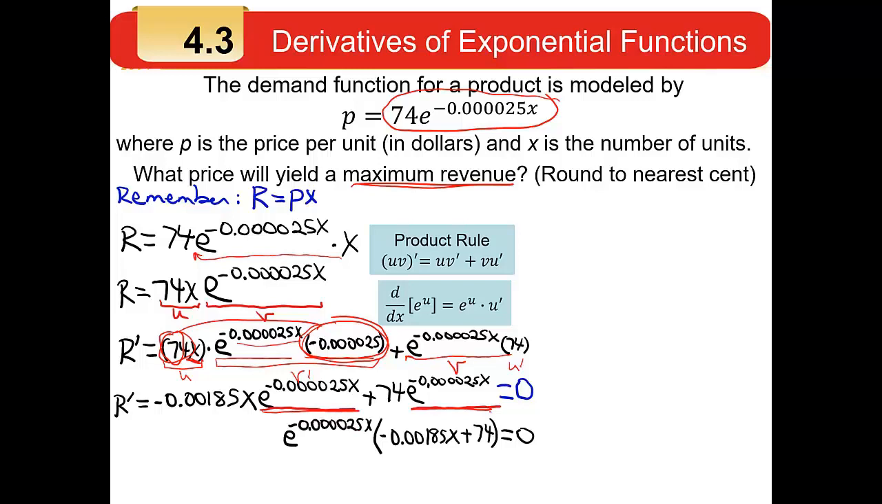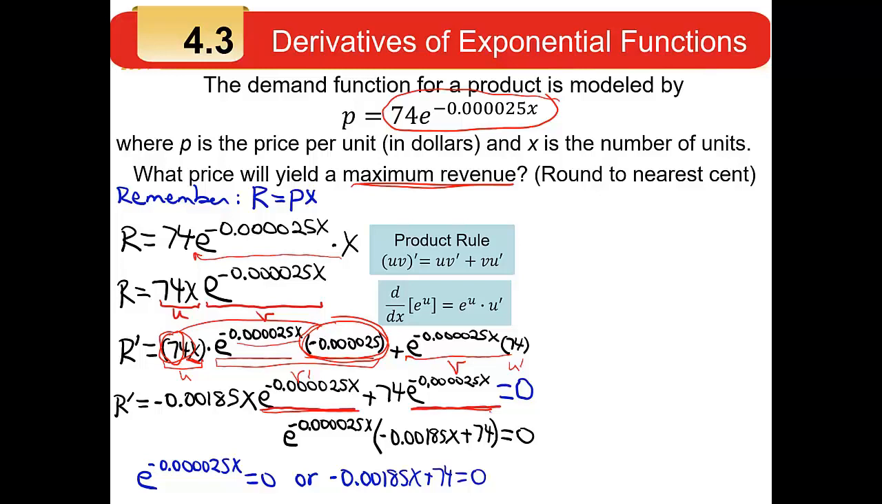So if you factor out that exponential, in the first term you're just left with the negative 0.00185x, and in the second term you're just left with the 74. Now you know if the product of two things is equal to 0, either one or the other of them has to be equal to 0. So either e to the negative 0.000025x is equal to 0, or the other factor, negative 0.00185x plus 74, is equal to 0.